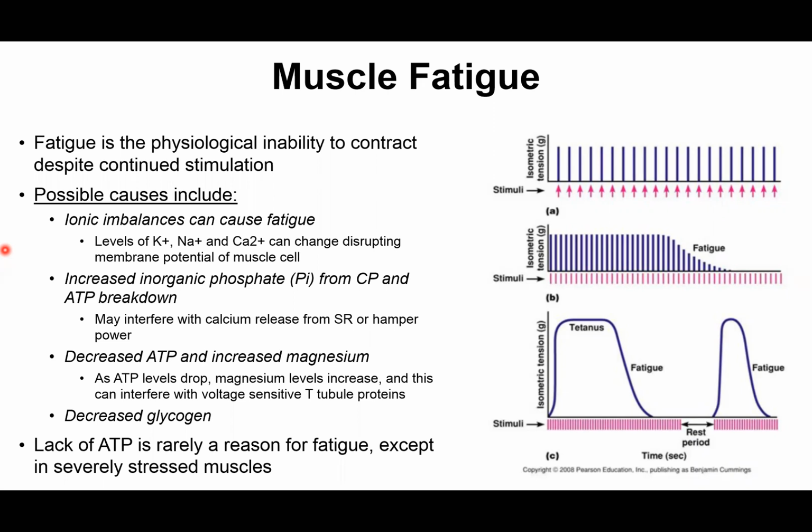As ATP levels drop, magnesium levels increase, and the increase in magnesium can actually interfere with the voltage sensitive T-tubule proteins. And then finally, the fourth cause is decreased glycogen, okay? And remember, glycogen is glucose stored in muscles. So if you have decreased glycogen, then you don't have the energy for your muscles to contract. The lack of ATP itself is rarely a reason for fatigue, except in very severely stressed muscles.